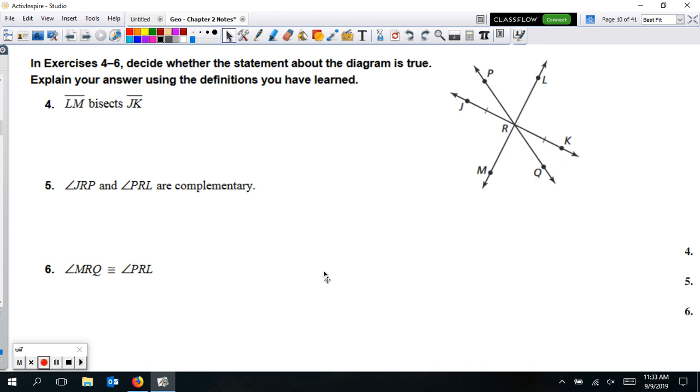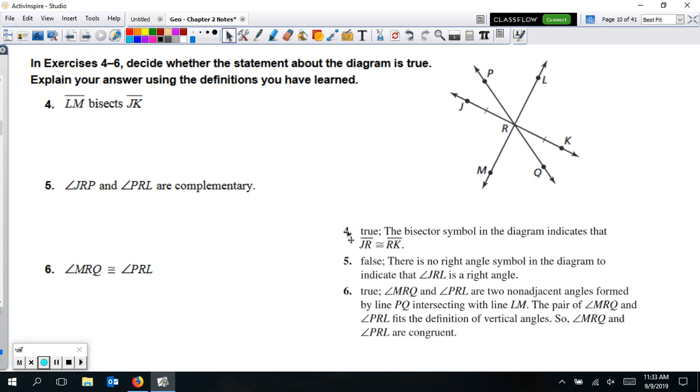All right, so hopefully you've done 4 through 6 by now, and you just want to see if your answers are correct. And again, you're seeing, is it true or is it false? So LM bisects JK. So LM, we're looking at this one right here. It bisects JK, and that we'd say is true because of the definition that we know of a segment bisector. It makes these two congruent. And those congruent marks show that that's definitely a bisector on that one, number 4. So true, the bisector symbol in the diagram indicates that segment JR is congruent to RK. That's these two right here. So that's definitely meaning that's a segment bisector.